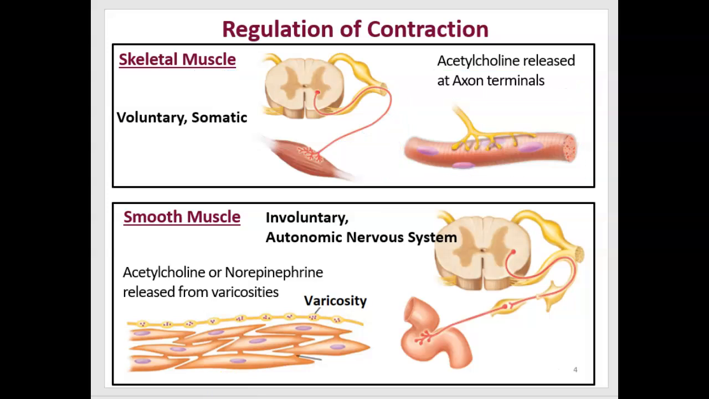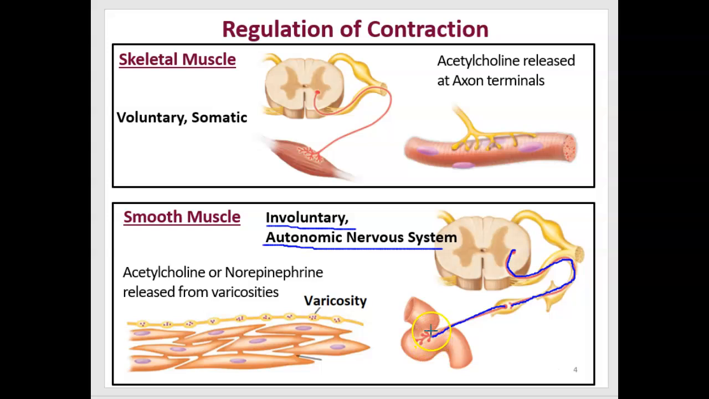Then smooth muscle we consider involuntary because we cannot consciously control its contraction. So it is controlled by the autonomic nervous system, and autonomic neurons leave different parts of the central nervous system, travel to a ganglion, and then another neuron travels to the smooth muscle, the organ.